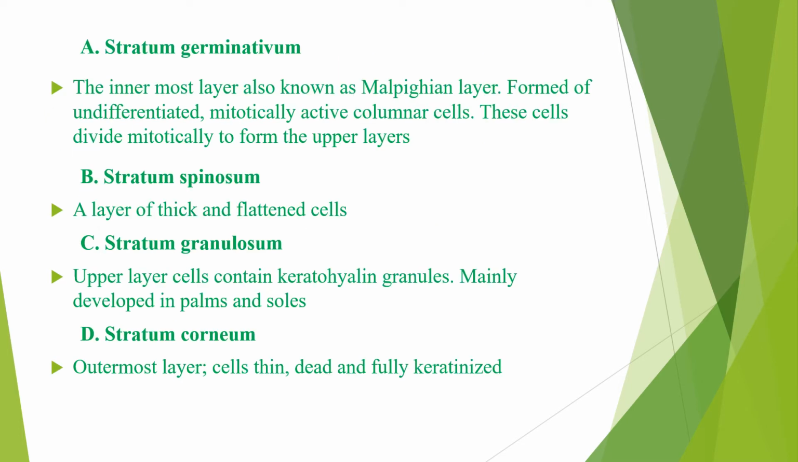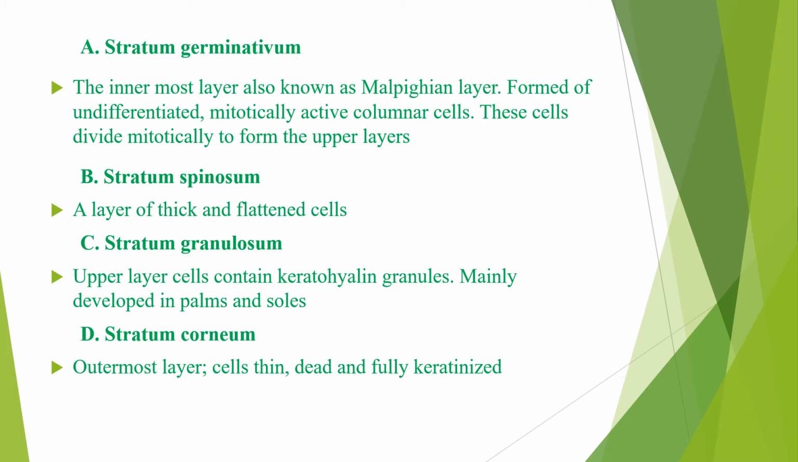Stratum germinativum is the innermost layer, and it is secreted by the underlying dermis and is always in contact with the basement membrane. It is also called the Malpighian layer, and this layer is formed of undifferentiated mitotically active columnar cells, and this layer gives rise to all the upper layer cells.